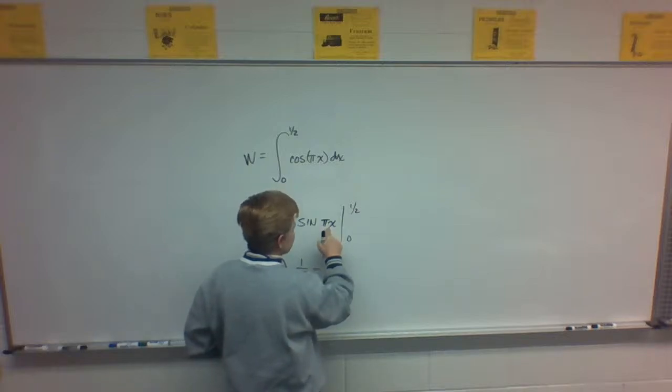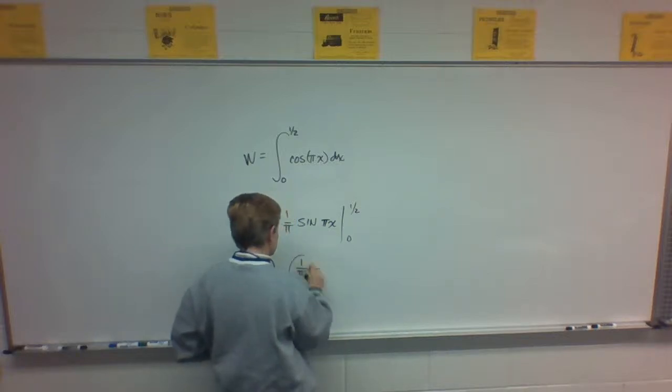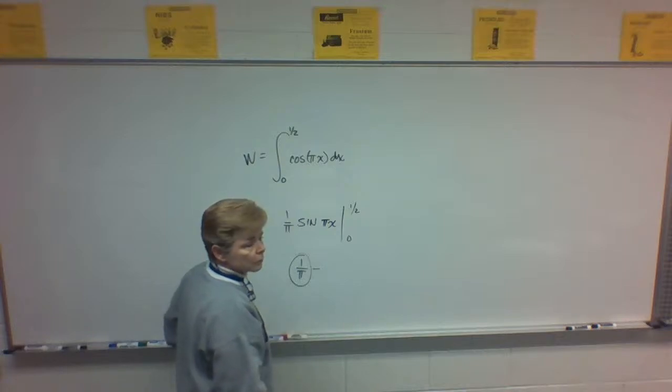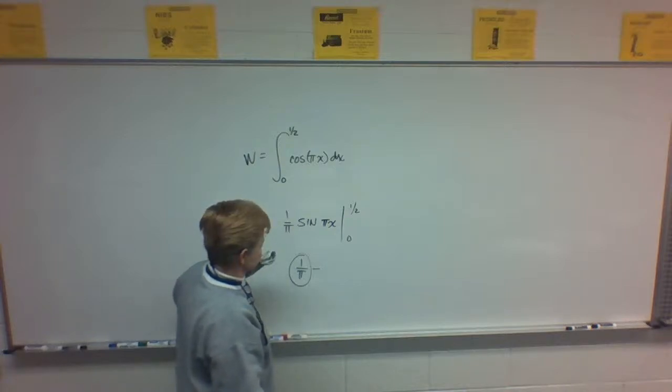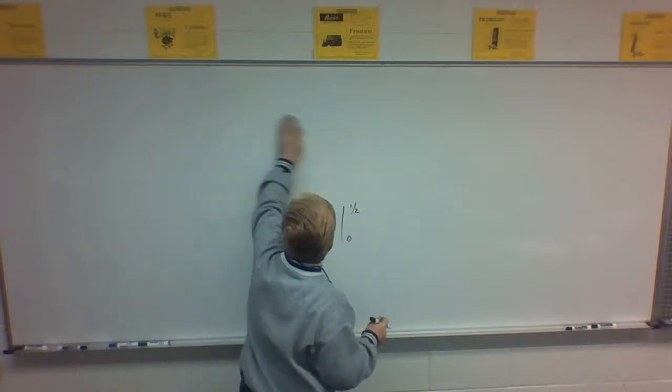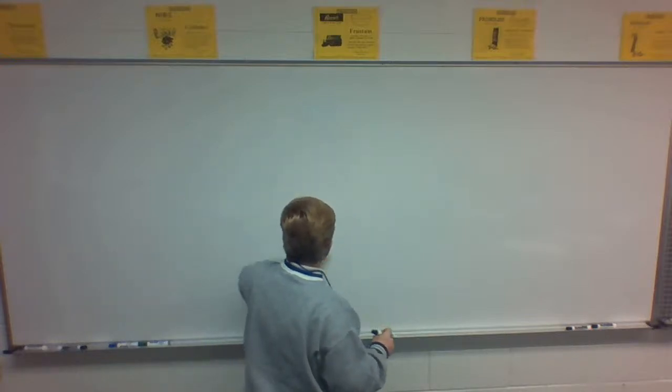Minus, plug a 0 in there, you're going to get the sine of 0, which is 0. So the answer is 1 over pi, that's how much work was done. That many joules of work, not much. It's just a sampling of that force times distance, and the integral gathers it together.